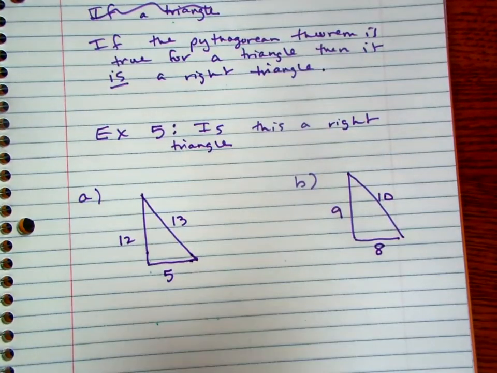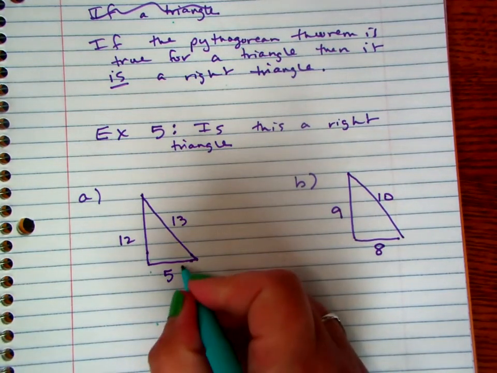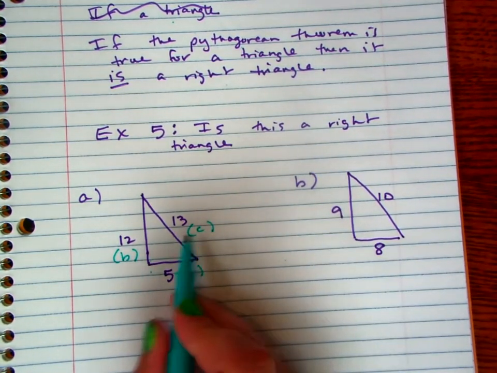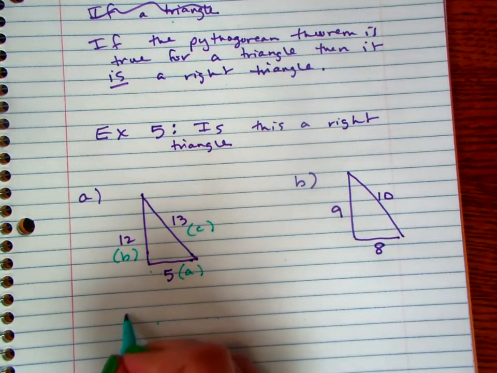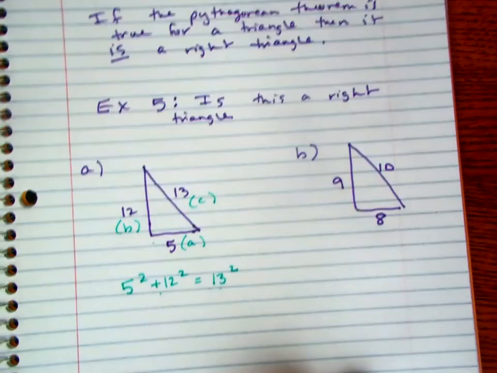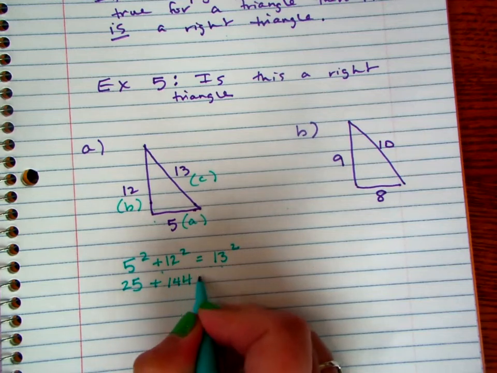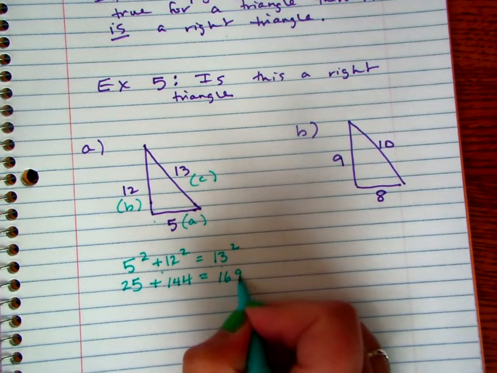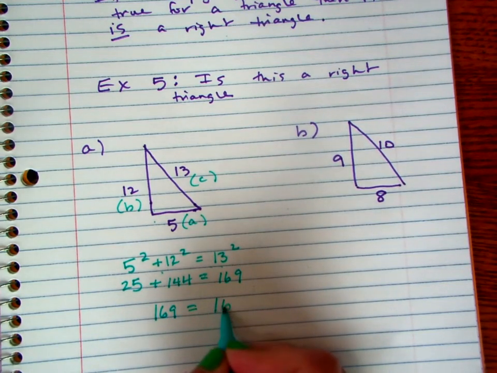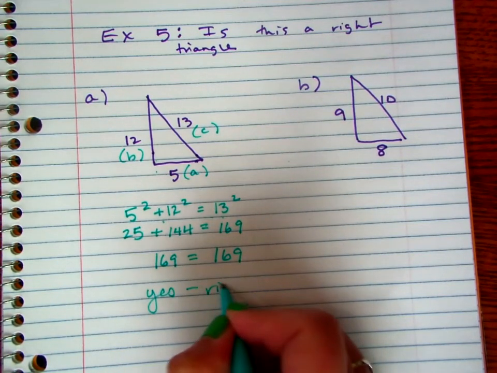Okay, so let's try this one out. If I say this is my A, this is my B, and this is my C, all that matters is that 13 is the C. Okay, so I would do 5 squared plus 12 squared equals 13 squared. Okay, 5 squared is 25, 12 squared is 144, and 13 squared is 169. So 25 plus 144 is 169. So 169 equals 169. So yes, this is a right triangle.